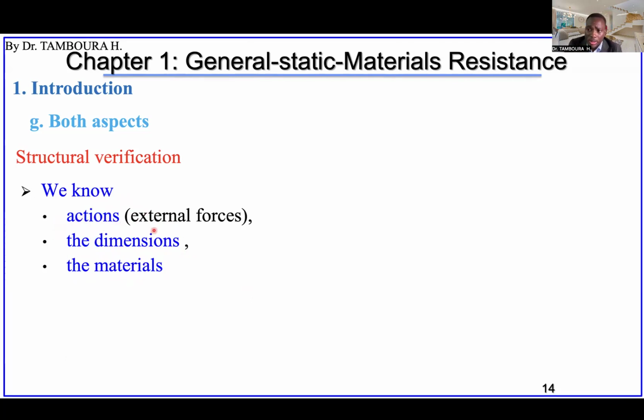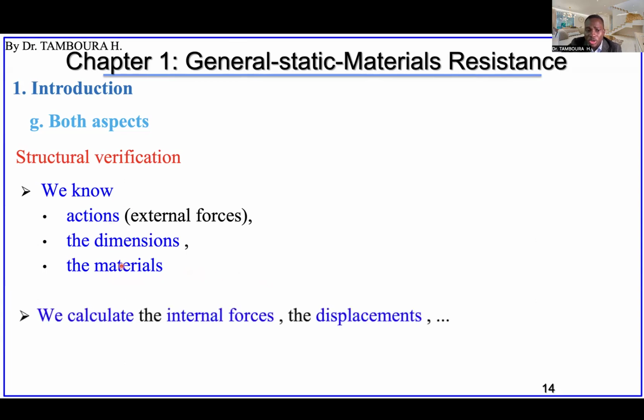For example, if you are designing a bridge, you should know the action of the cars running on the bridge. You should calculate the action of the wind. You should calculate the accidental action, for example, a landslide hitting your bridge piers. But the dimension of the bridge, that is easy to know. The material used, concrete, or when we say material here, it means actually the mechanical property of this material. What is, for example, the Young modulus of this material. Then if we know these three, we can go to calculate internal forces and displacements.